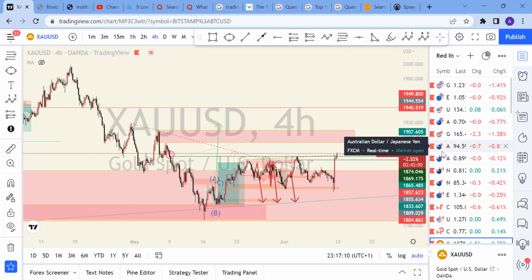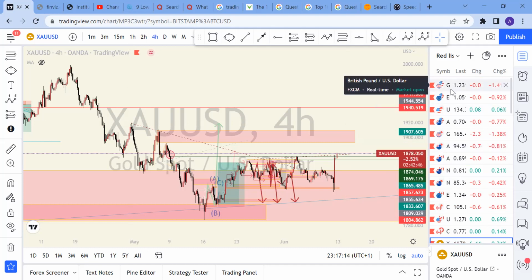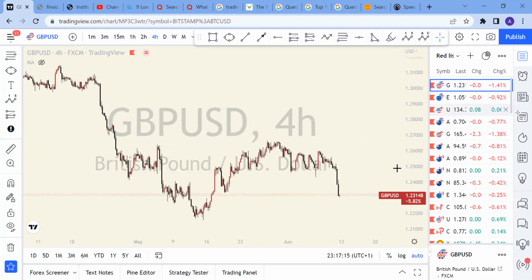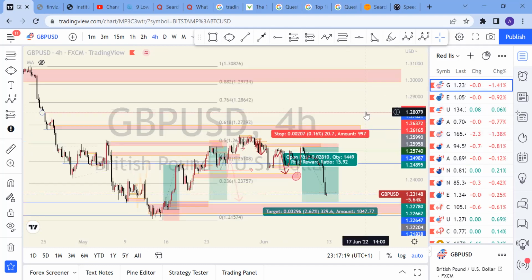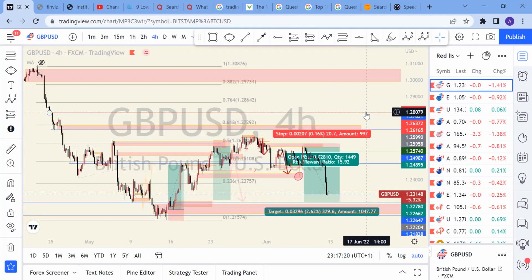Based on that, let's quickly take a look at some of the majors. GU, EU, maybe we can take a look at some other commodities along the line, but the majors basically are looking quite interesting.